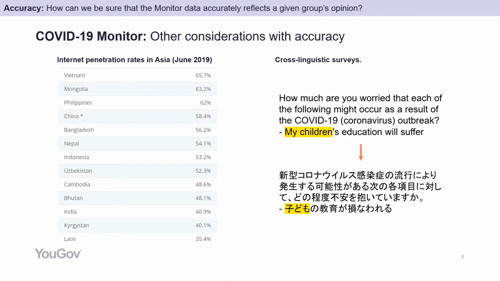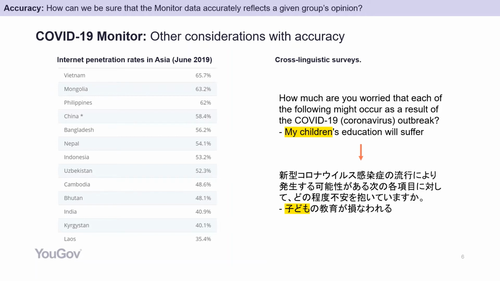The example I have here is English and Japanese, and it's asking about whether people are worried that children's education will suffer as a result of the pandemic. In English, we will use the term my children. In Japanese, we will use the word kodomo. And the connotations of kodomo are much younger than my children would be in the UK, which is something to keep in mind.